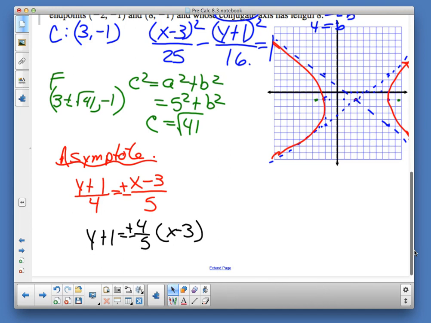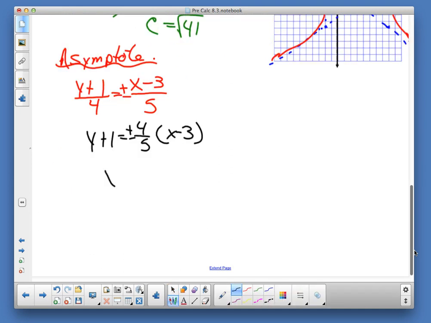If I really wanted to go crazy about it, I'd have two of them. One would be a positive 4/5 slope, the other would be a negative 4/5 slope. But then I just have to multiply it out to actually find out what my y-intercept is. That's why it's kind of a funky y-intercept as I go through. Okay, are there any questions?